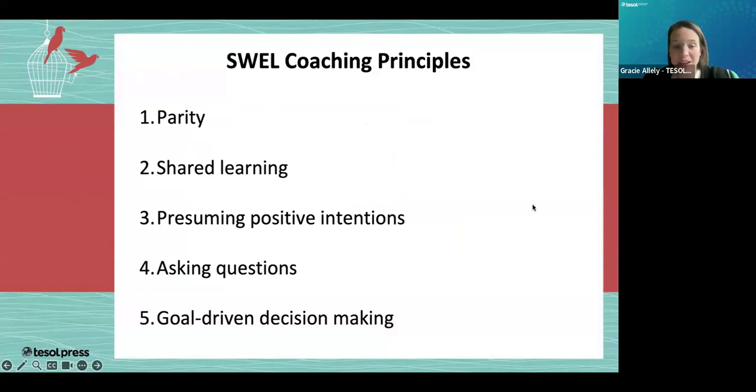I see shared learning, absolutely. I see several likes of shared learning. Parity for the ESOL teacher.